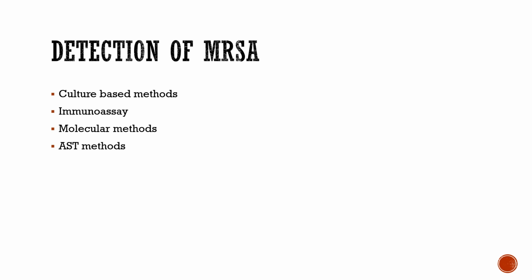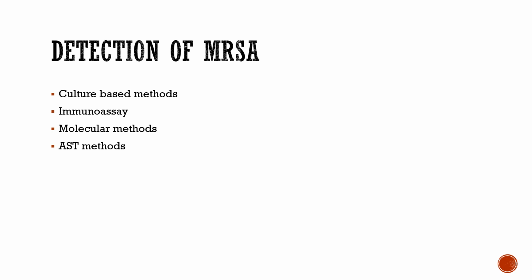So the detection of MRSA, we will go through it very quickly. MRSA is methicillin-resistant Staphylococcus aureus. The details about it, the clinical findings, and other things I will upload later in the videos. There are 4 methods for detection: the culture-based methods, the immunoassays, the molecular methods, and the antibiotic susceptibility test methods. The culture-based methods, as the name indicates, include the culture plates.